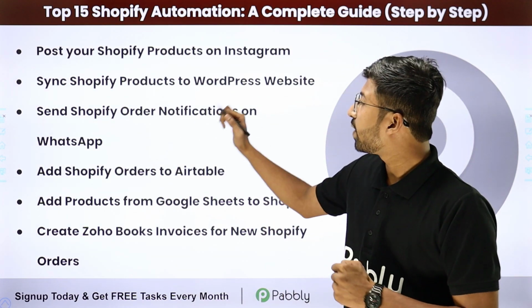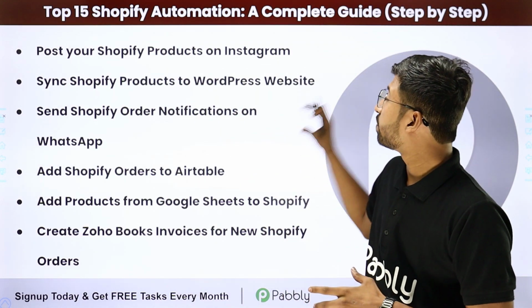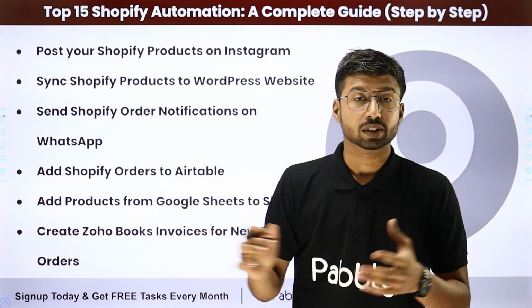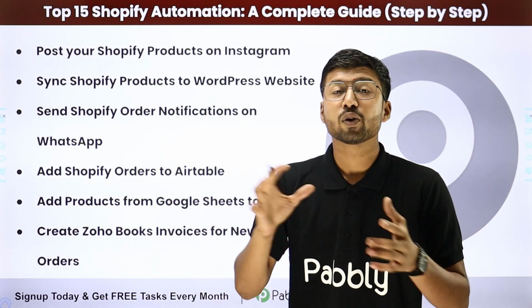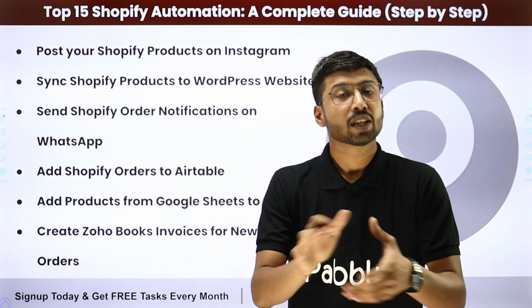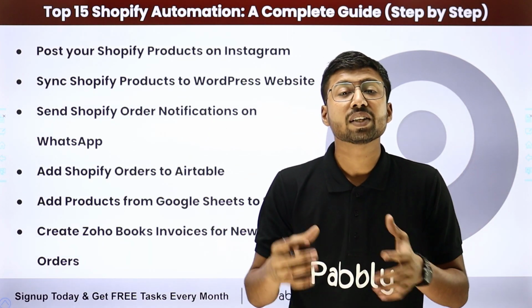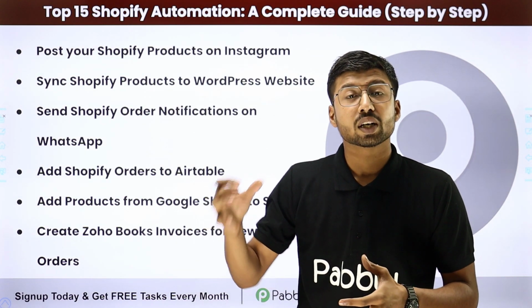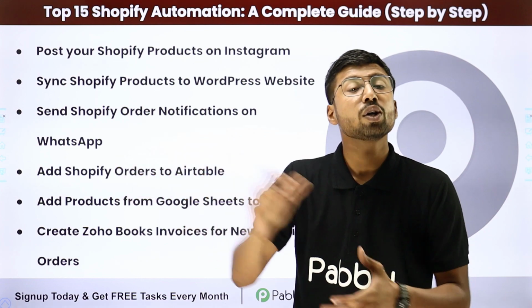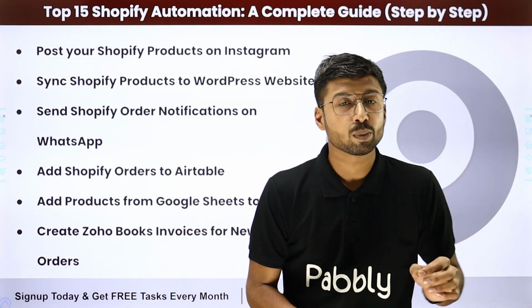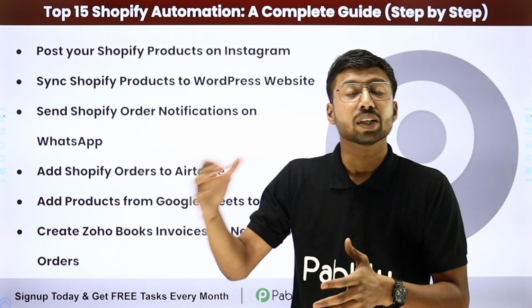The next automation that we have is syncing your Shopify products with WordPress website. Let's say you have created some kind of website using WordPress where you share your product details or you have listed some kind of your products. Now using this automation, when you create a new product in Shopify, automatically with the same details, a new WordPress product or new WordPress blog will be shared on your WordPress site. Without any manual efforts, you just have to create the product in Shopify and this automation will do its work.